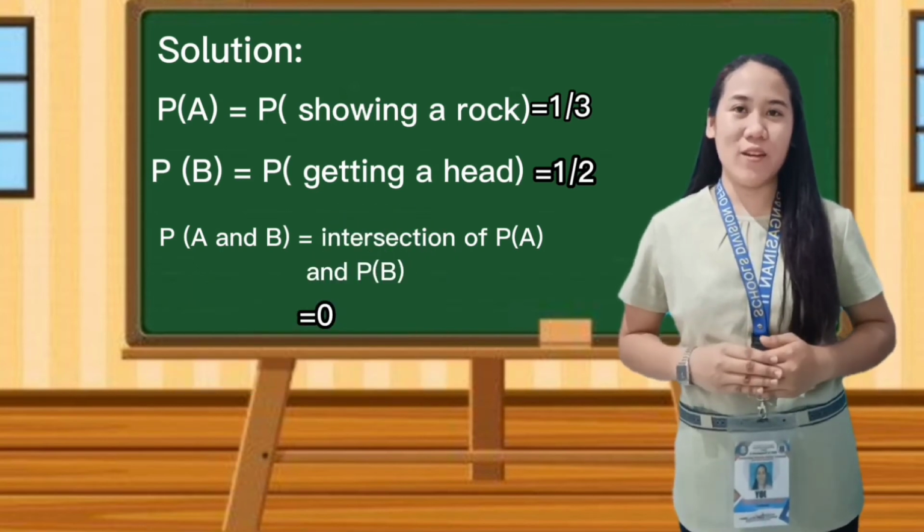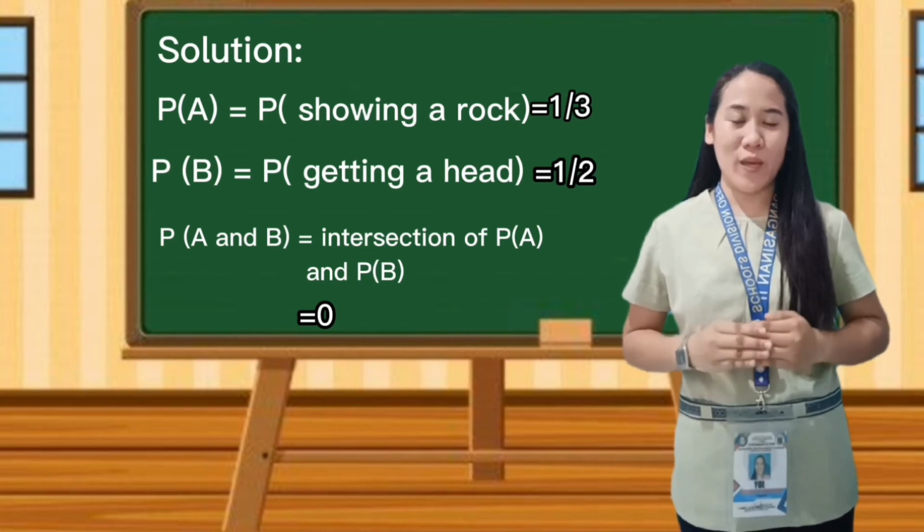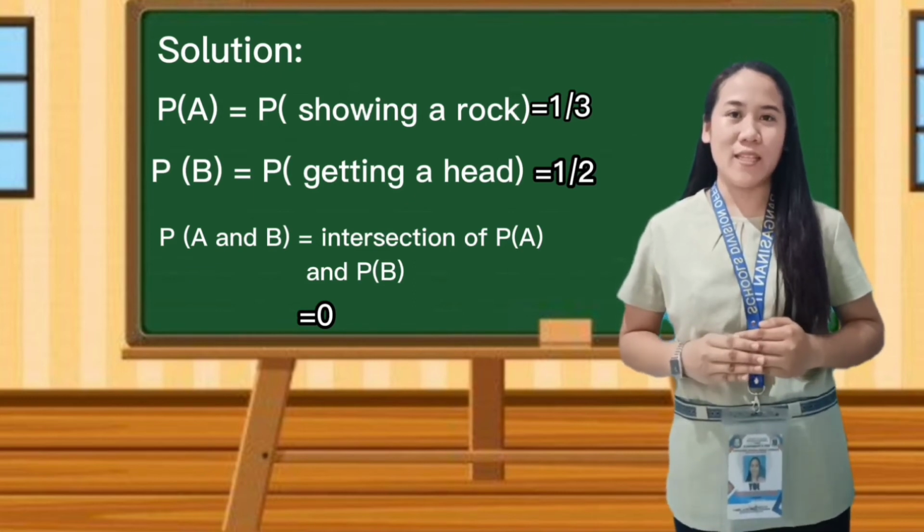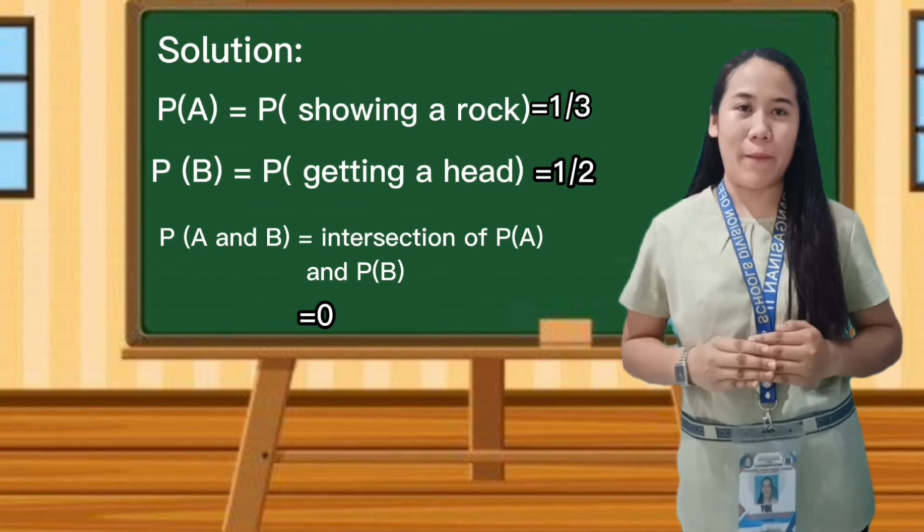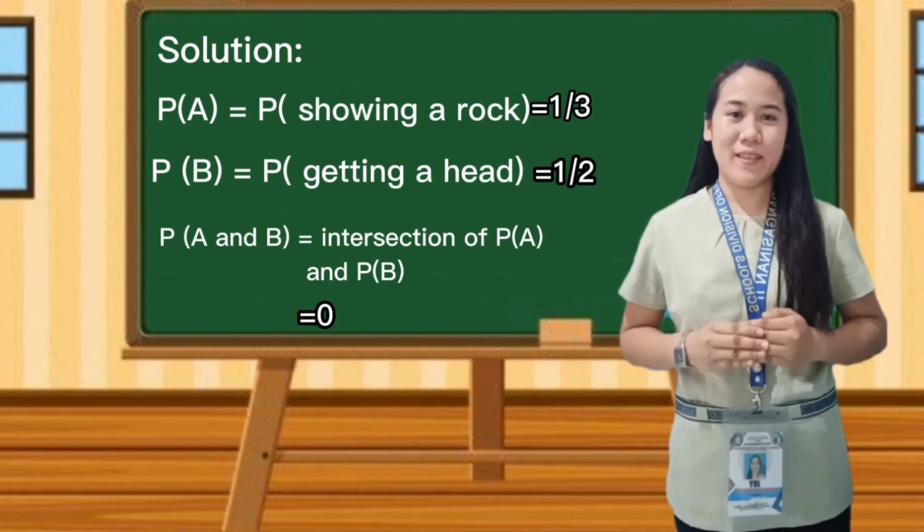Why is the answer 0? It is because between the 2 events, there is no chance that both of the events will show up when you play them at the same time.